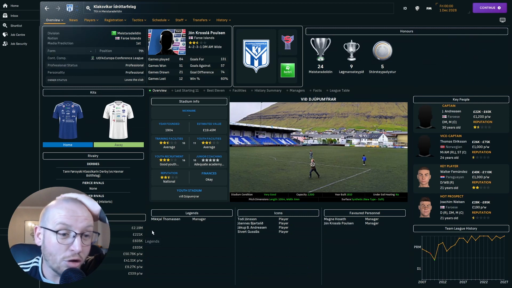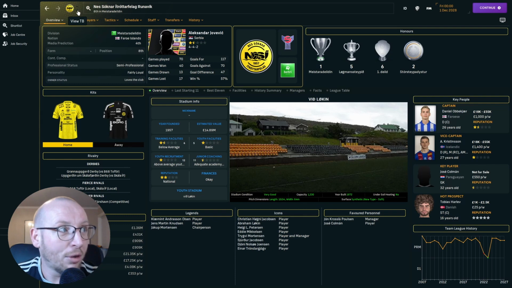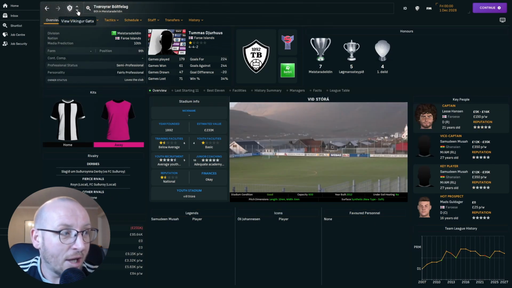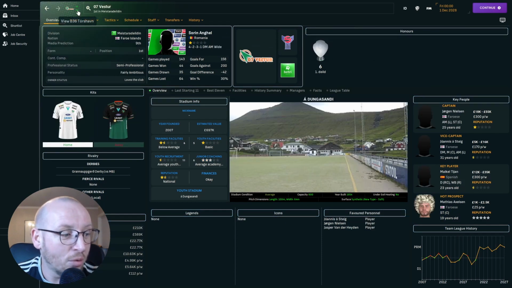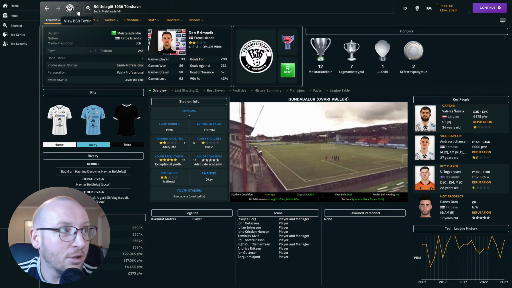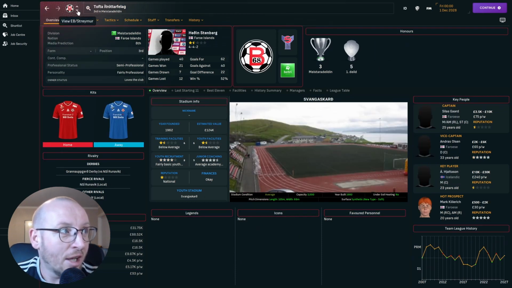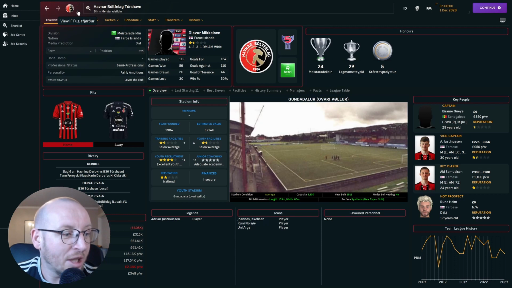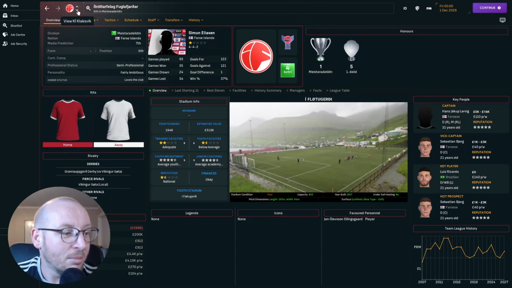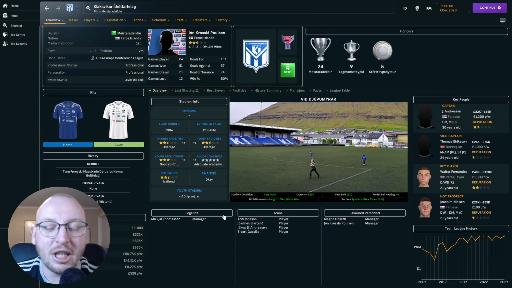They've been successful. 2.19 million in the bank. If we go through, 1.3 for NSI, minus 231 thousand, Víkingur Gøta have 1.2, 200k for Vesta, B36 have 699, Toftir have 31, 265 in the red for EB, HB have minus 600, minus 268, and then back to KI.